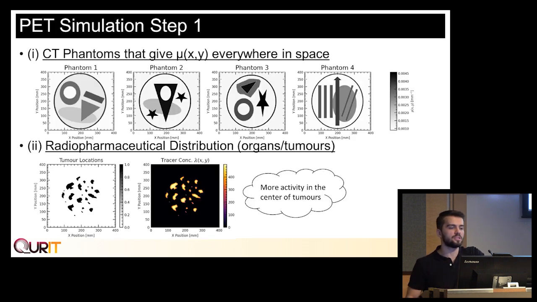And so this is the simulation that I went through. So I have CT phantoms. They give the attenuation coefficient everywhere in space. So darker means more attenuation. And I just came up with these by myself in a photo editing software. I wanted to see if there were any significant differences between phantoms. And then I also came up with a radiopharmaceutical distribution, so that this is representative of organs or tumors. So I have the tumor locations here in black, and then the tracer concentration, lambda of xy, is represented by the color. And to make a little bit more variety here, I have it so that there's more activity in the center of the tumors. So it's really bright in the center, and it decays going out.